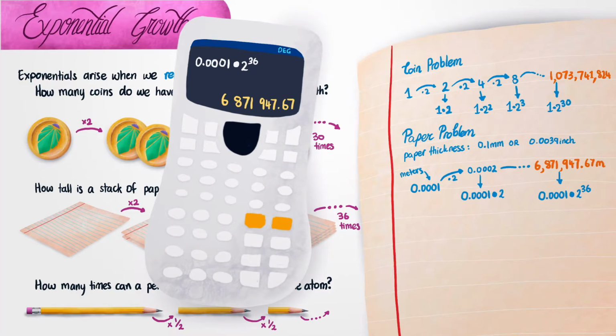And now I'm going to say this one more time. This is not a mistake. The answer is really 6 million meters. You start off with a piece of paper that is 0.1 millimeters, and you end up with over 6 million meters of paper if you were to double 36 times.